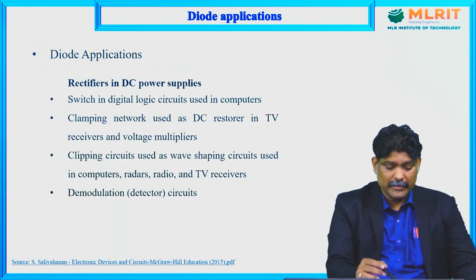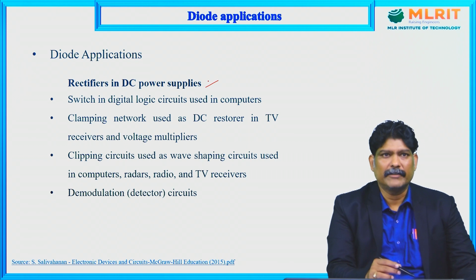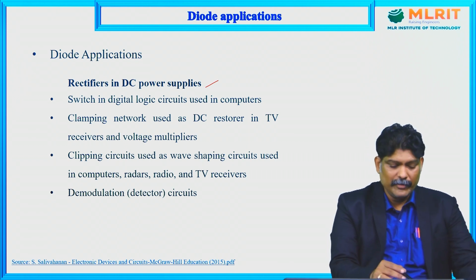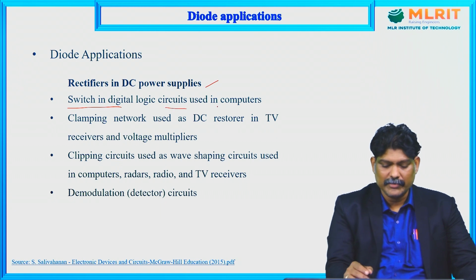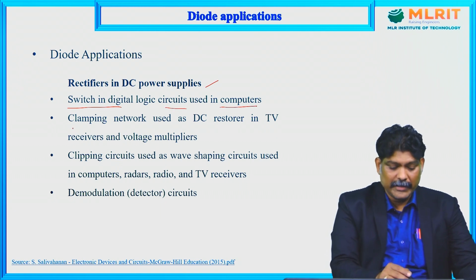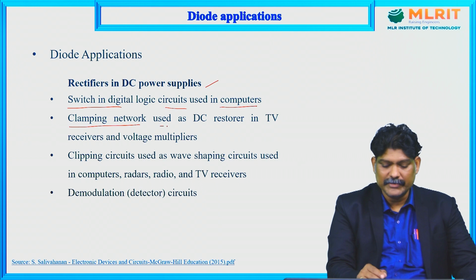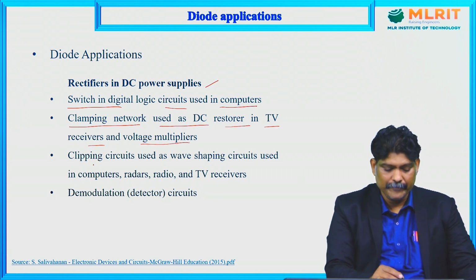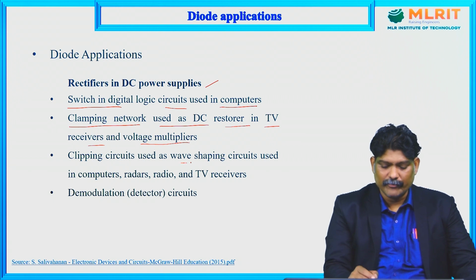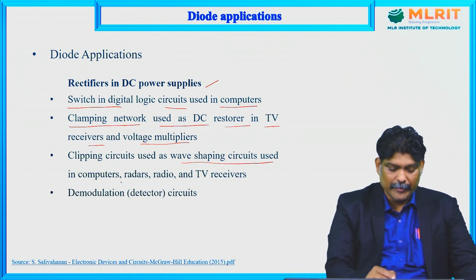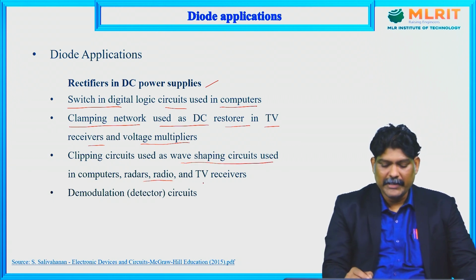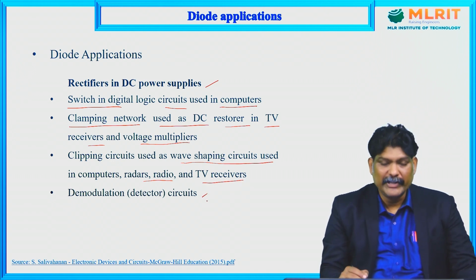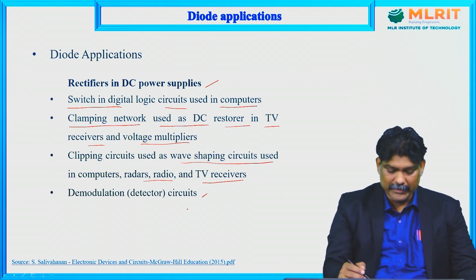Diode applications. Particularly, diodes are used as rectifier in DC power supplies. They can also be used as switch in digital logic circuits used in computers. They are used as clamping network, used as a DC restorer in TV receivers and voltage multipliers. Clipping circuits are used as wave shaping circuits in computers, radars, radio and TV receivers. It can also be used as a demodulation circuit to demodulate the incoming signal at the receiver side.